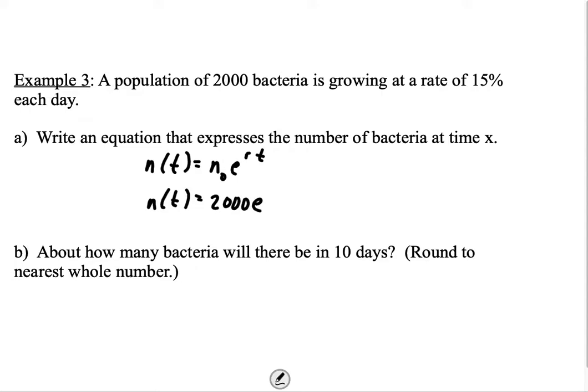Our R value there is 15%. Let's write that as a decimal. And then T there is our time. I mean, you could put an X up there, but I'm going to use T. And so it says about how many bacteria will there be in 10 days. So 10 there is our T value.